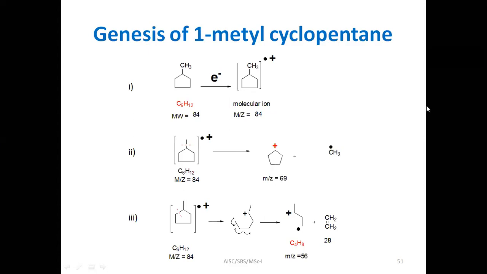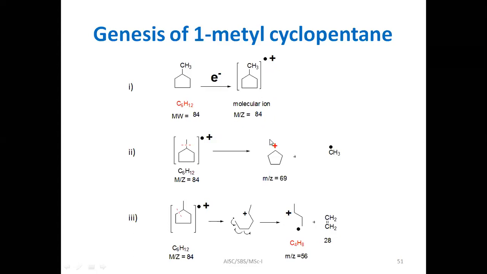For each and every compound in mass spectrum, you have to make the molecular ion by losing one electron. So here, bombardment of electrons removes one electron to get a dot and plus. So that is a molecular ion of 84.